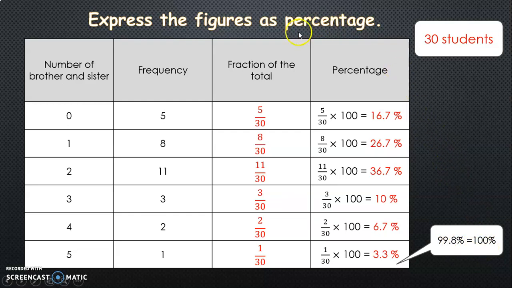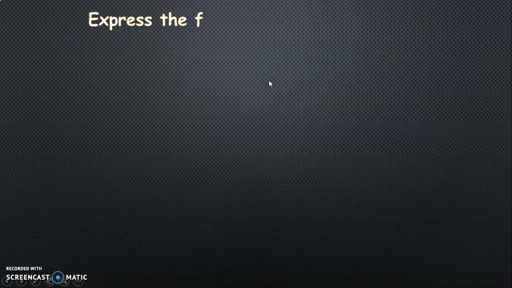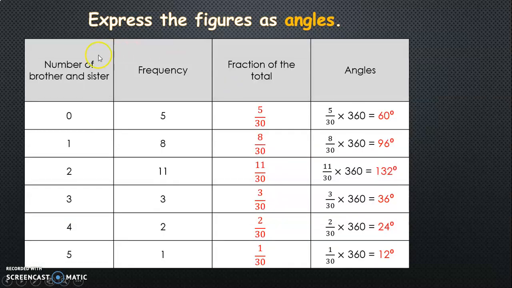Now, after we have the percentages, it is easy to draw. Let us do it as angles. How will we do it? The same information or the same data that we have: the number of brothers and sisters, the frequency table, the frequency number, and the fraction of the total.